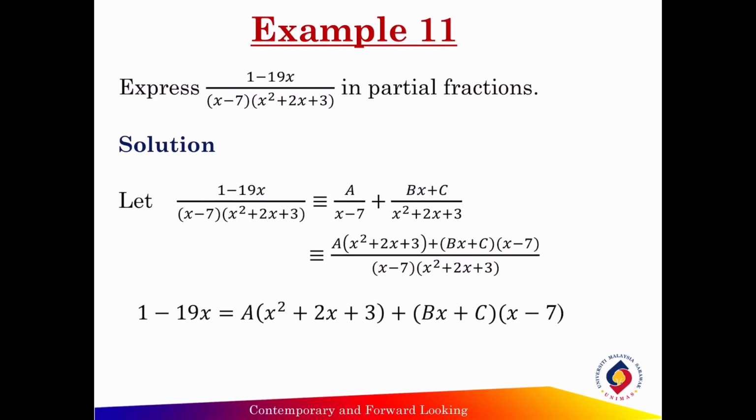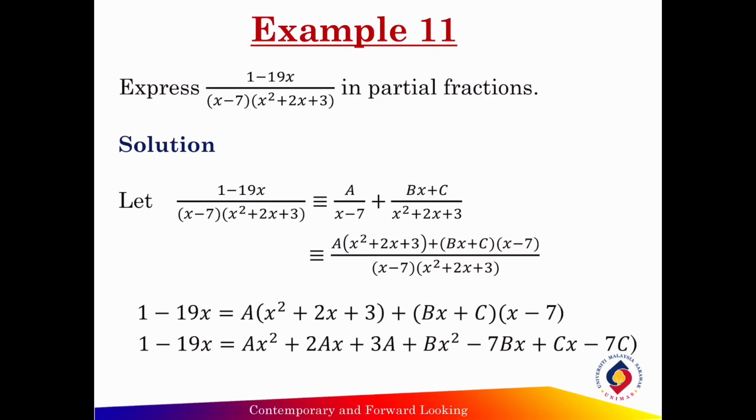And then when we expand this, we get 1 - 19x equals Ax² + 2Ax + 3A + Bx² - 7Bx + Cx - 7C. No need for brackets here.